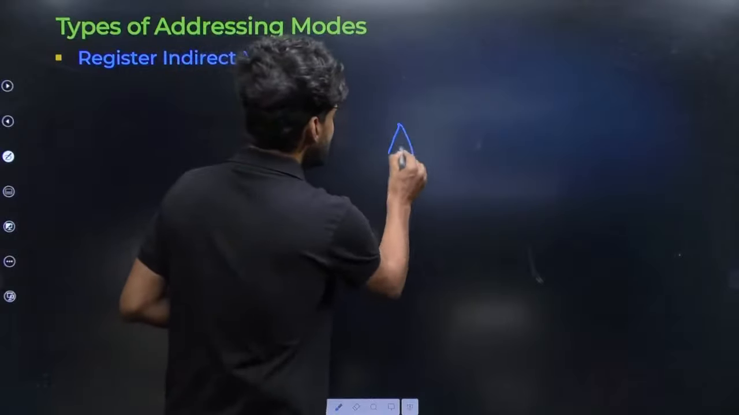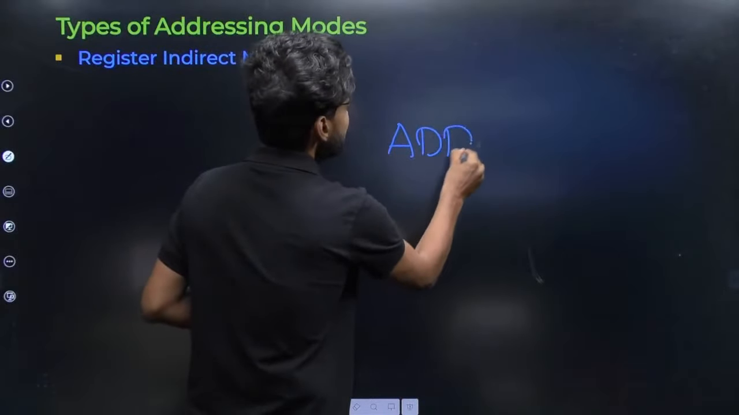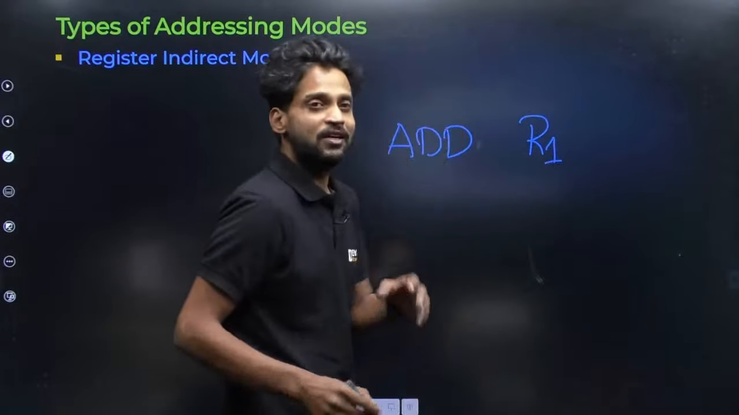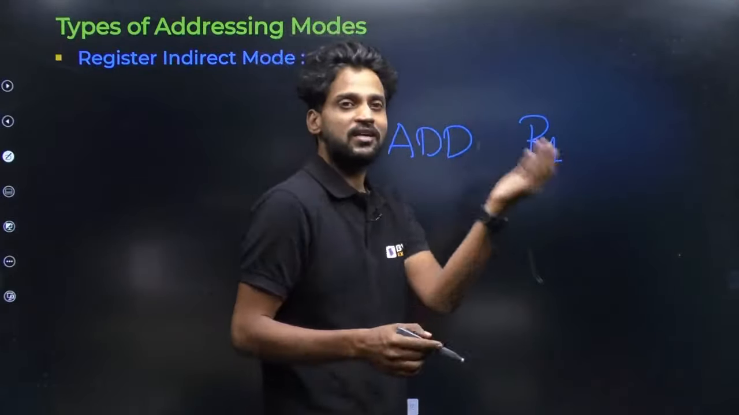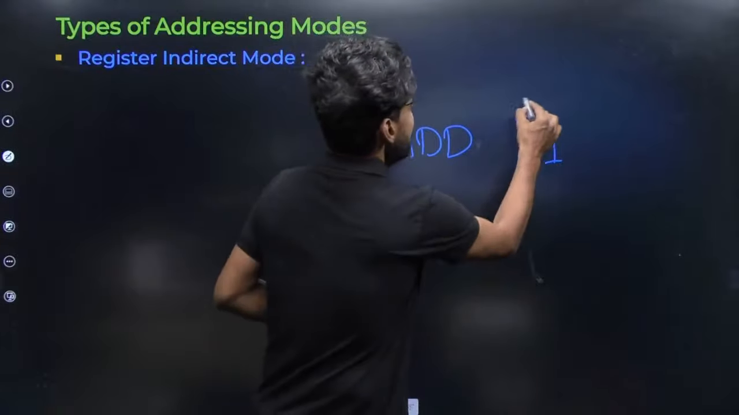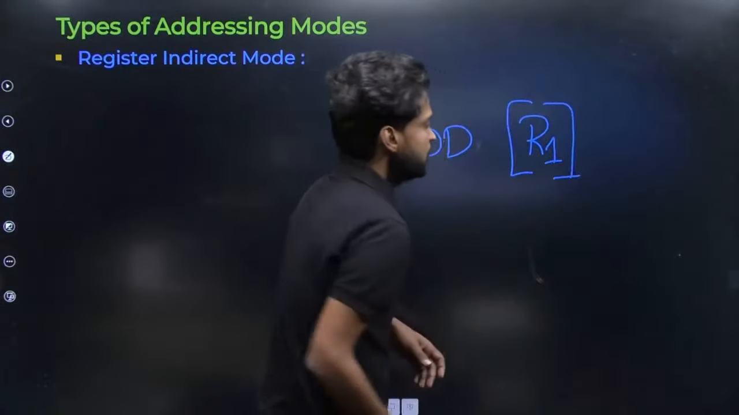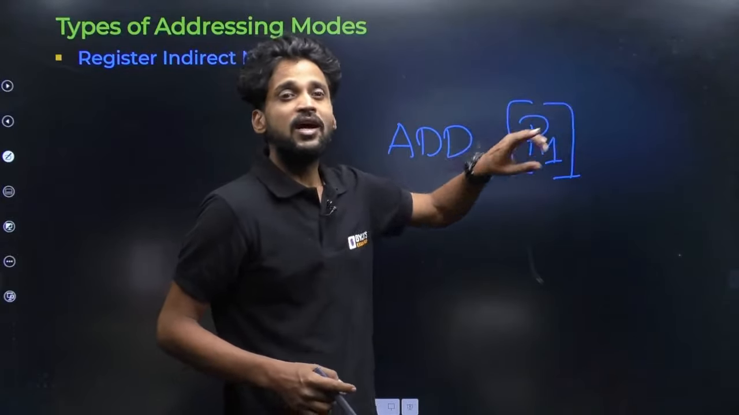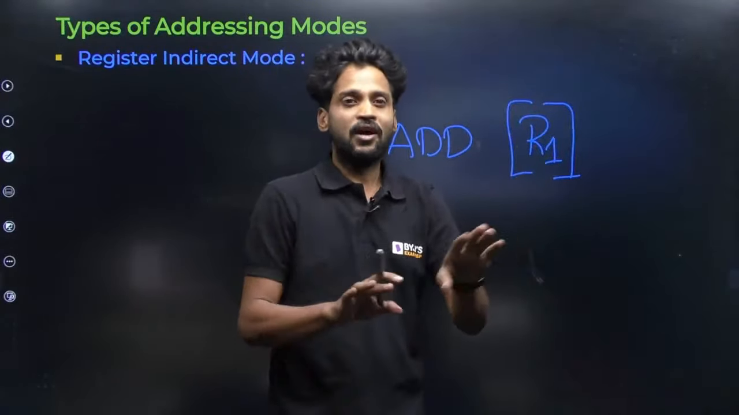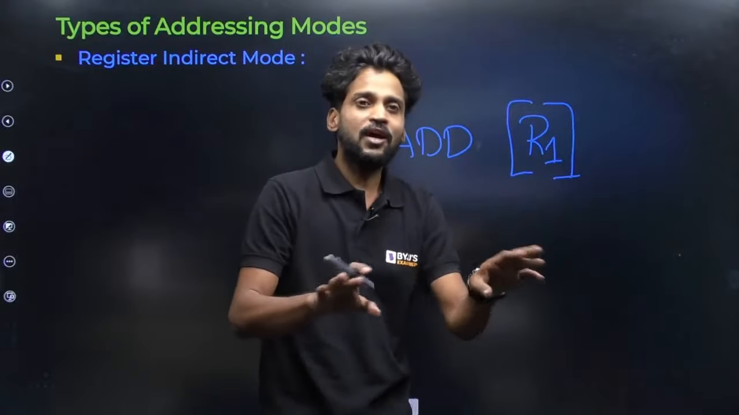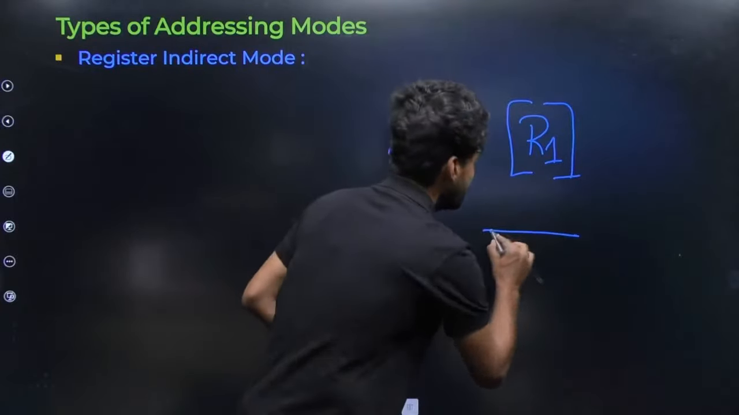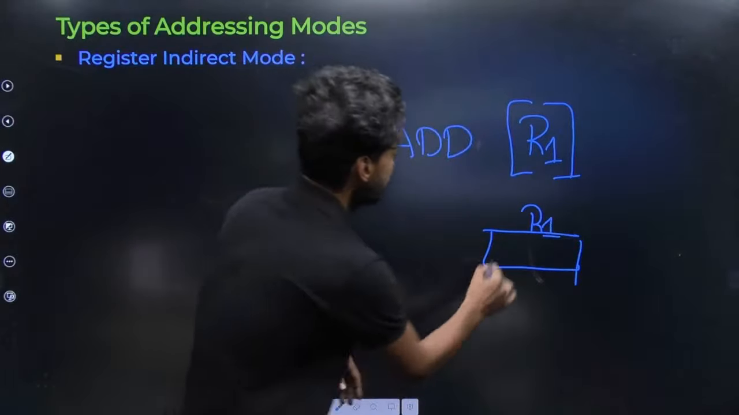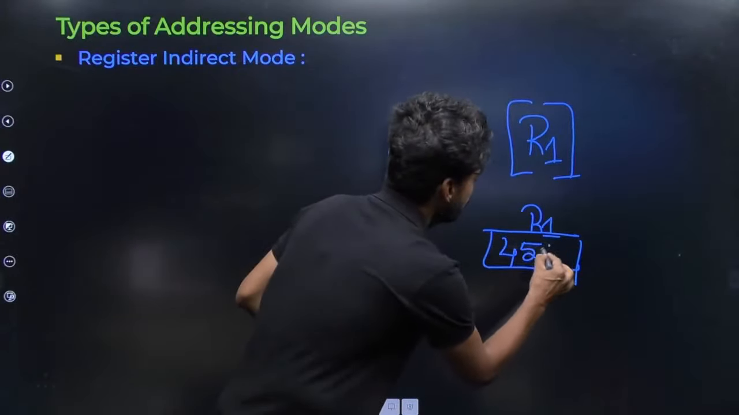What is register indirect addressing mode? In the register indirect addressing mode also, within the instruction, a processor's register will be specified. But the only difference between register direct and register indirect is that in register indirect, the register specified within an instruction has a memory address. It doesn't have an operand directly. Now, again go to R1. R1 of course is the processor's register. In R1, I do have one value, which is 450.